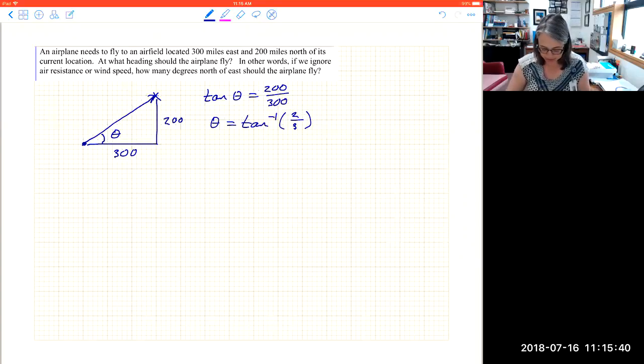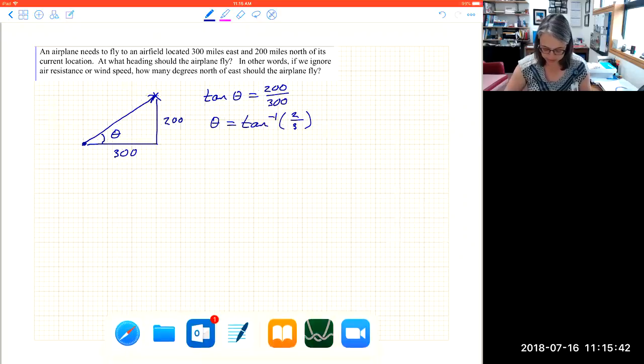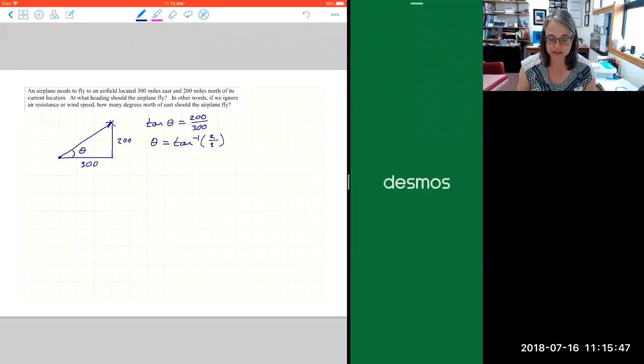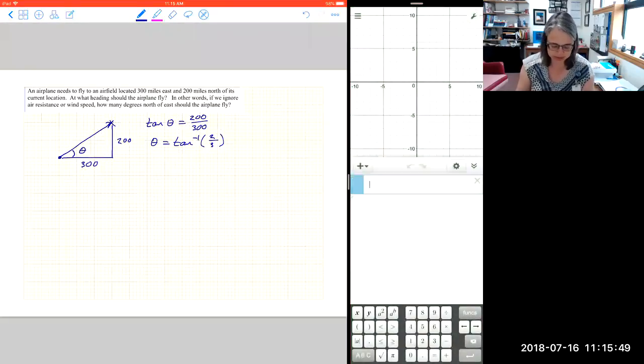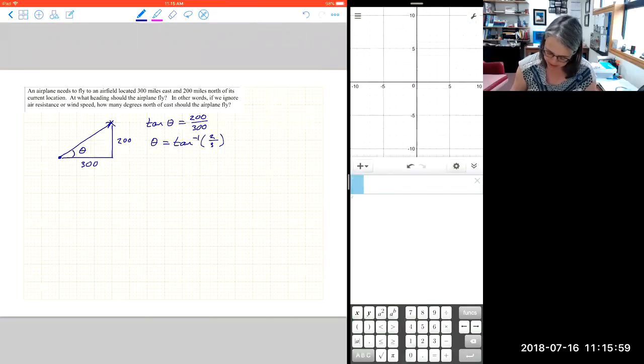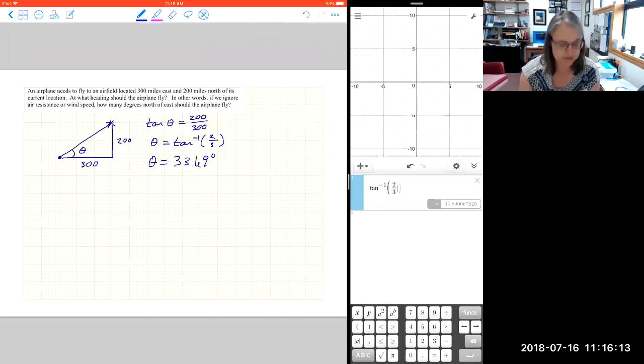And I can use Desmos or your TI calculator, whichever one is easier for you. I'm going to use Desmos. Make sure I'm in degrees because airplane headings tend to be in degrees. So let's put ourselves into degrees. And now I'm just going to take the inverse tangent of 2/3. And Desmos tells me that I should fly at a heading of 33.69 degrees.